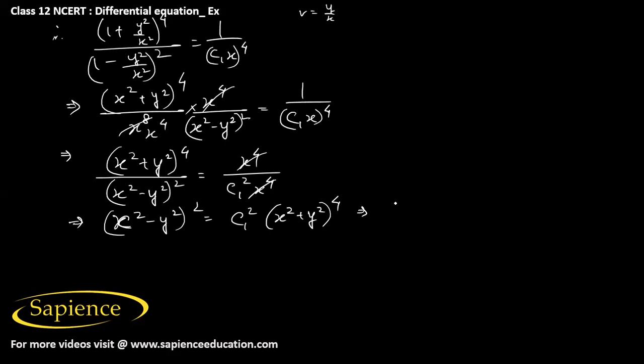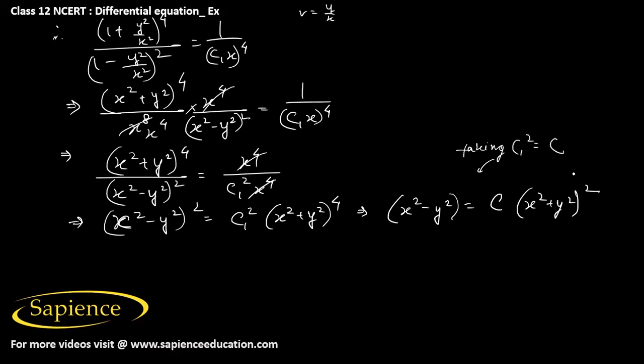Or we can say that x square minus y square is equal to some constant c times (x square plus y square). If you take the square root on both sides, then we can say this will be equal to (x square plus y square) whole square. Here we are taking the constant c1 square as c. So this is your final.